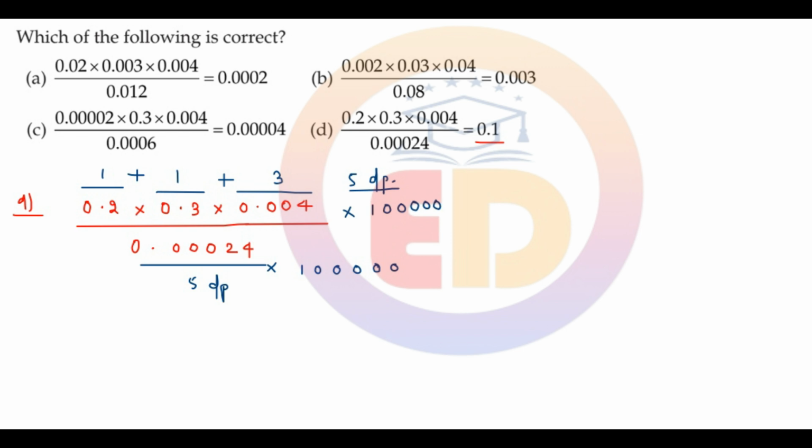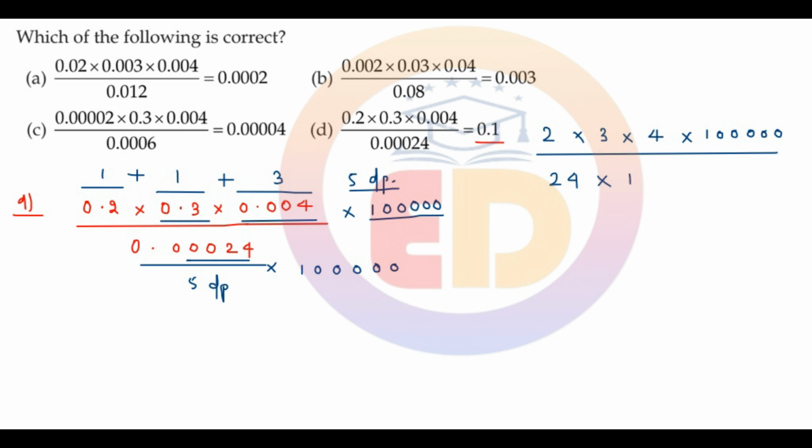Now let's write down these values without the decimal point. 0.2 will be 2, 0.3 will be 3, 0.004 will be 4, multiplied by 1 followed by 5 zeros, upon 0.00024 will become only 24, multiplied by 1 followed by 5 zeros. Now let's go to the numerator. 2 into 3 is 6, 6 into 4 is 24.